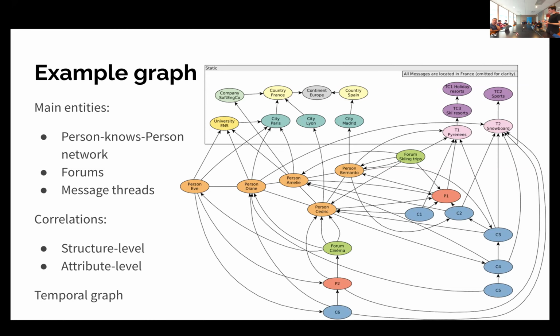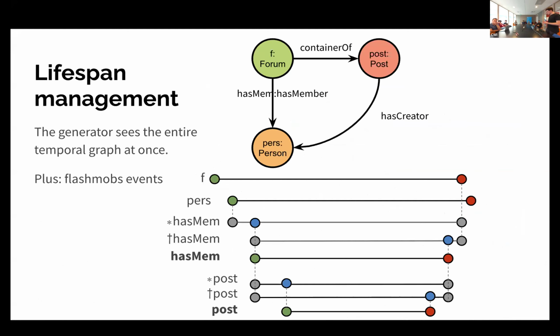It has structural correlations. For example, if two people share an interest, they are more likely to become friends, or if they attended the same university, they again are more likely to become friends. But it also has attribute level correlations, like people in France are more likely to have a French name, etc. And one particularly interesting and hard thing that this data generator of LDBC does is that it creates a temporal graph. To do the temporal graph, we use the approach called lifespan management. Basically, what this entails is that the generator, when creating the graph, sees the entire temporal graph at once. So it sees back into the past and forward into the future.